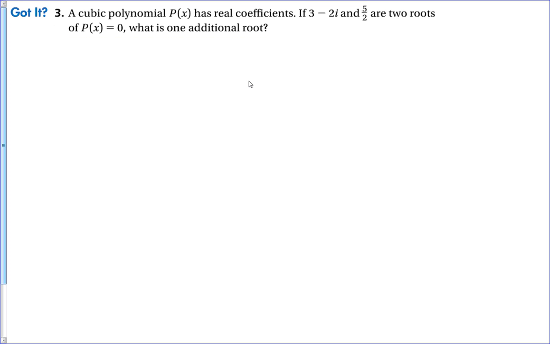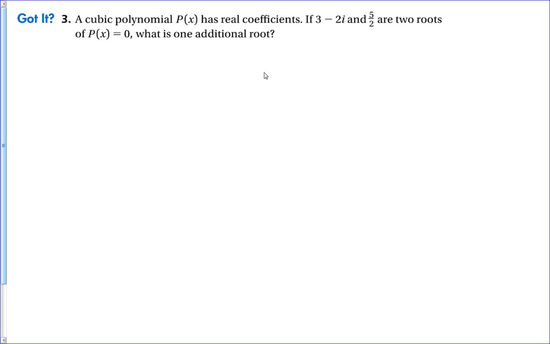Let's see how well you understood that. A cubic polynomial p of x has real coefficients. If 3 minus 2i and 5 halves are two roots of p of x equals 0, what is one additional root? Go ahead and pause this and see if we can figure that out.